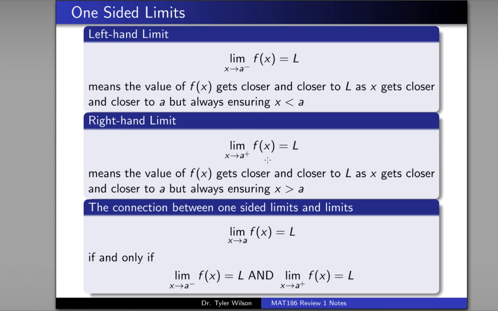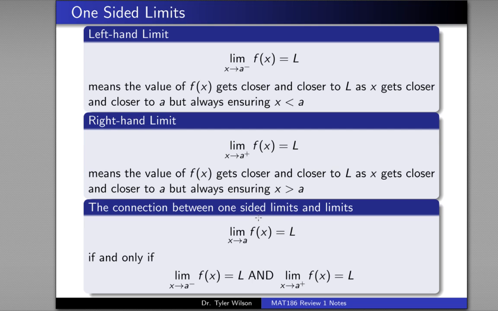The right-hand limit works the exact same way. Now we're interested in what happens as you get closer and closer to a from numbers that are bigger than a. If a was 2, we'd be interested in using numbers like 2.001, 2.0000001, 2.000000000000001. So we're looking at what happens as x gets closer to a from the right. If that is equal to L, then we say that the limit as x goes to a from the right of our function is equal to L.